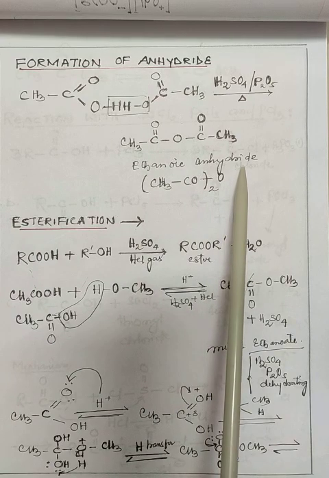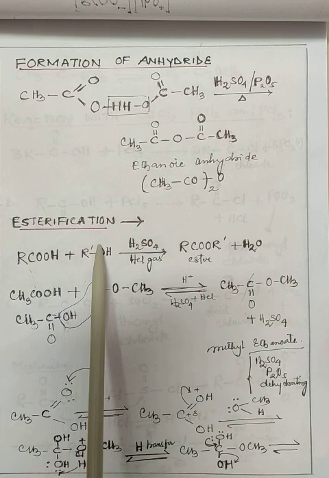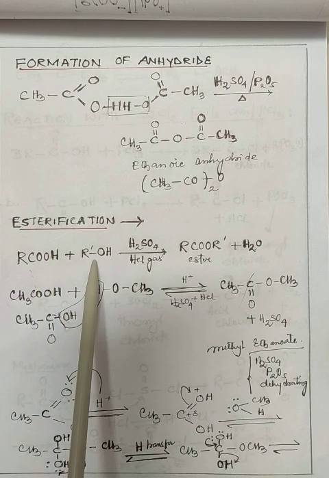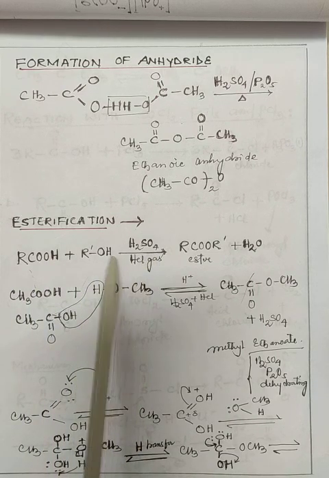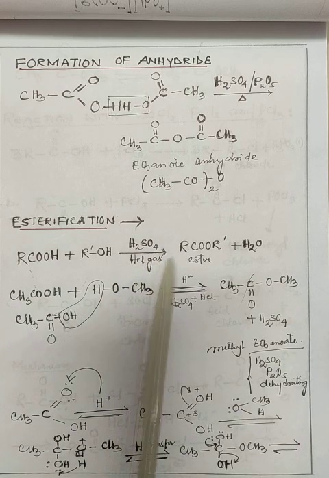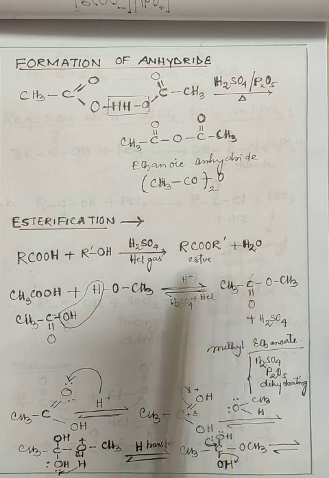So this is the formation of anhydride. Now another one is esterification. This esterification is also important. Acetic acid, then alcohol, in the presence of sulfuric acid or dry HCl gas, we will get ester along with water.